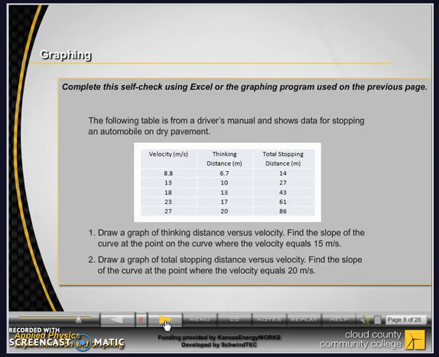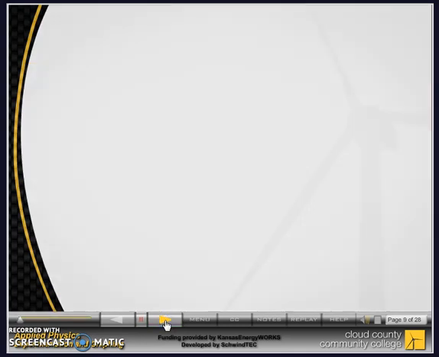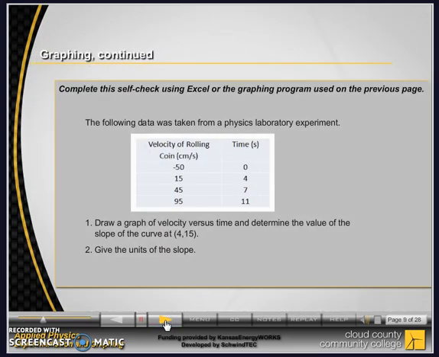Complete the self-check to see if you need to refresh your knowledge of graphing. You can use Excel or the graphing program you used on the previous page. Check your understanding of graphing.